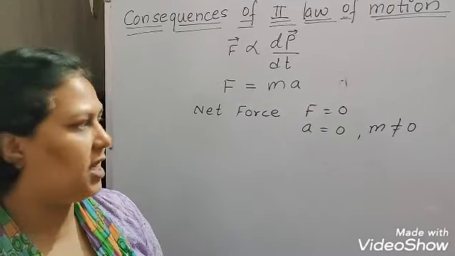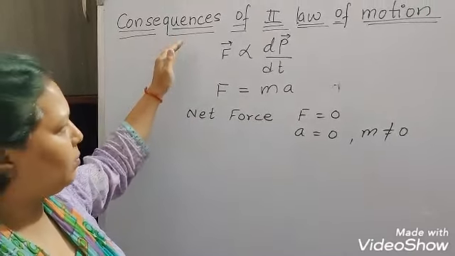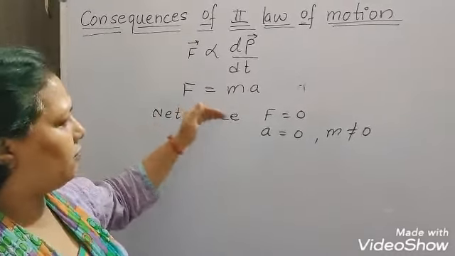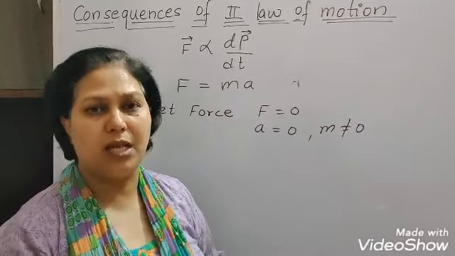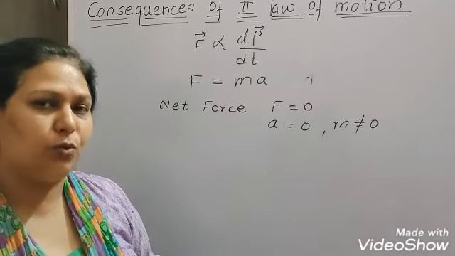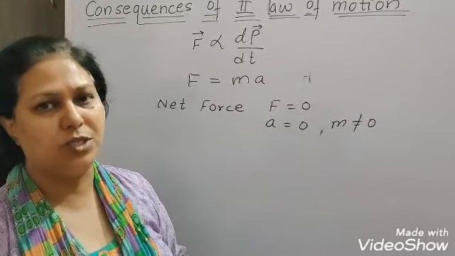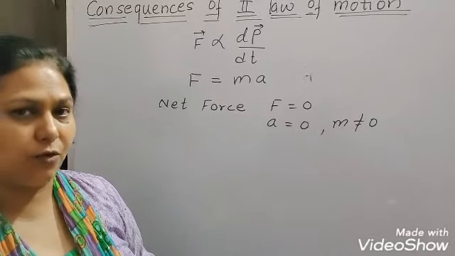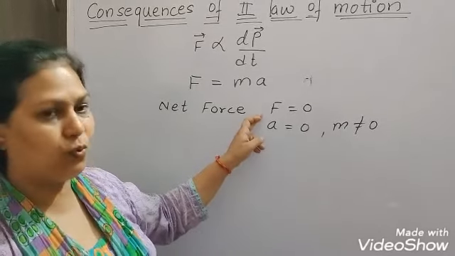So this is the consequence of the second law of motion. The second law of motion is ultimately saying that if the applied force is imbalanced, then only acceleration is produced. That means to produce acceleration, or to make any change in an object, in its state of rest or state of uniform motion, or a change in direction, an imbalanced force is required.